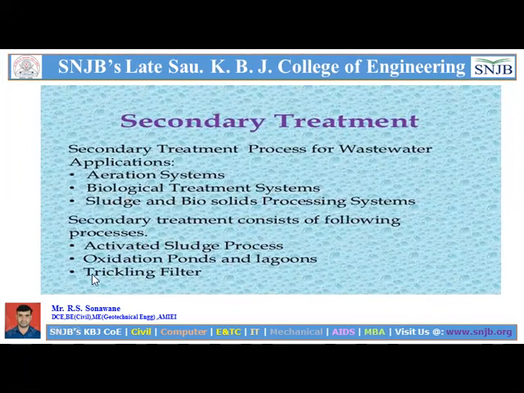The secondary treatment process has the activated sludge process, then oxidation ponds and lagoons, and trickling filters. Okay, these three units we already learned in unit number 3 and 4 also. So this is the secondary treatment stage, in which we process wastewater through aeration, biological treatment, and the sludge and biosolids processing system. Okay, is that clear?